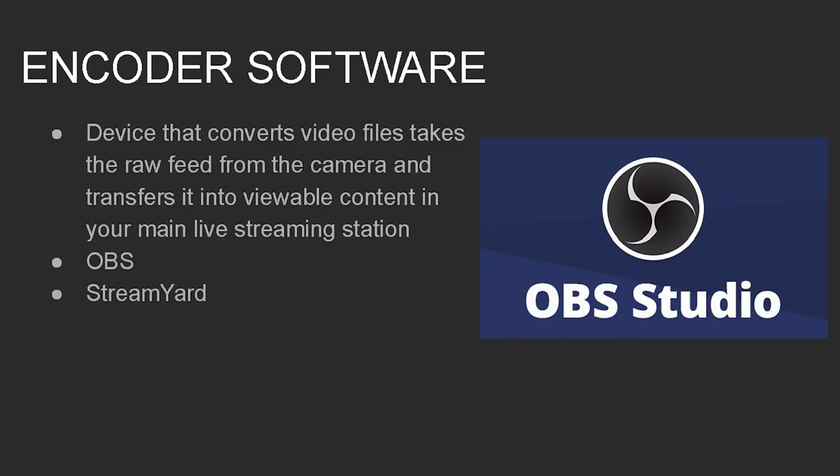So next is the Encoder software. An Encoder is a device that converts video files and takes that raw feed from the camera and transfers it into viewable content on your main live streaming station. An Encoder software that we're going to talk about is OBS Studio.